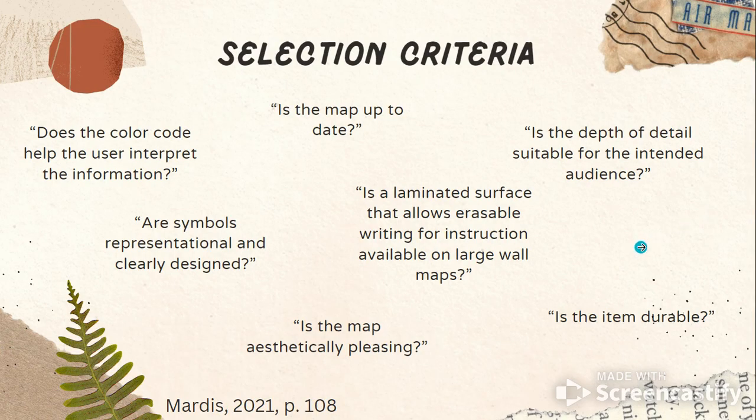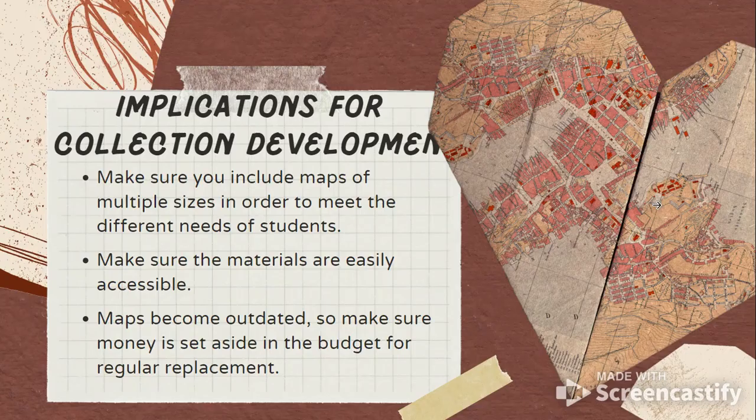Selection criteria: there's a lot of good questions. You just want to make sure that the map is up to date, and the color code and its symbols and representations are clearly designed so the users can interpret and use that information. The depth of detail needs to be suitable for your intended audience. You can consider the laminated surface that allows for erasable instruction or writing. Look at it and see if the map is aesthetically pleasing, and also consider if it's durable.